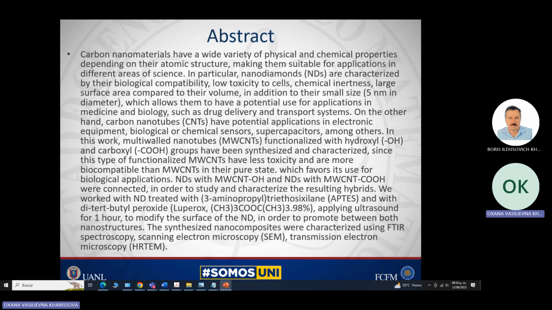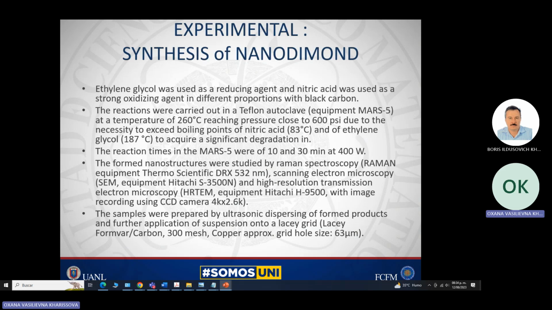We worked with nanodiamond that was treated with luperox and APTES, applying ultrasound for 1 hour to modify the surface of the nanodiamond in order to promote bonding between both nanostructures. The synthesized composite was characterized using FTIR spectroscopy, scanning electron microscope and transmission electron microscope.